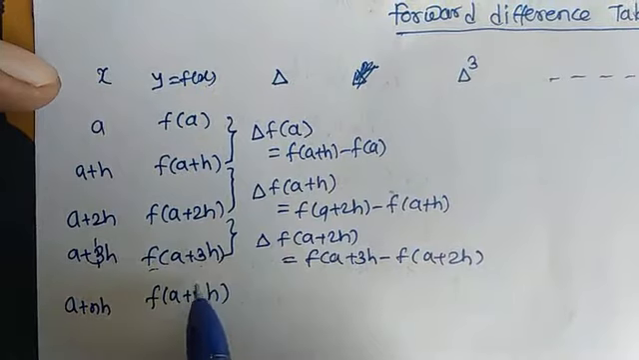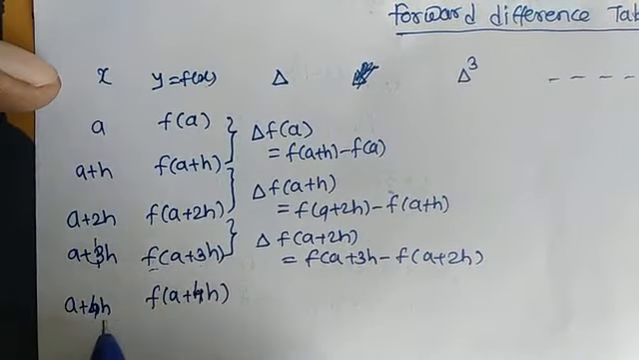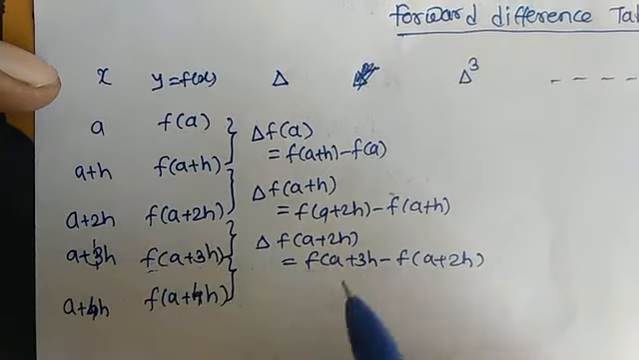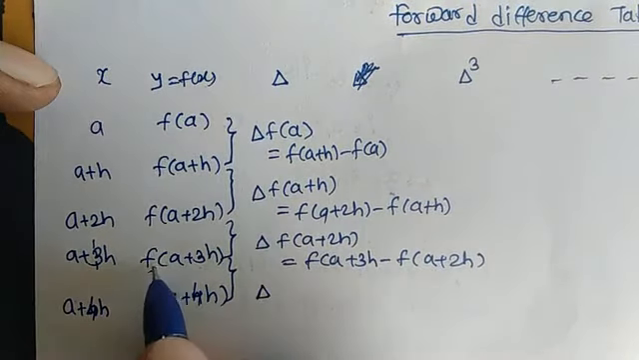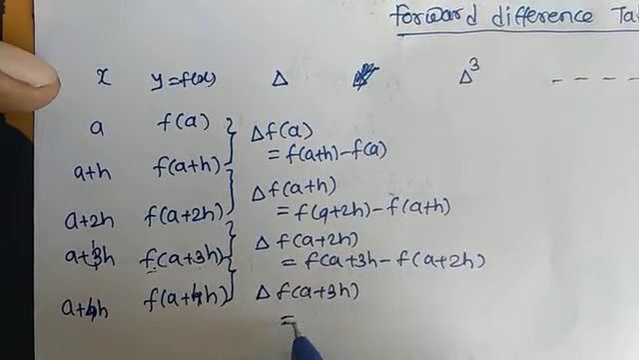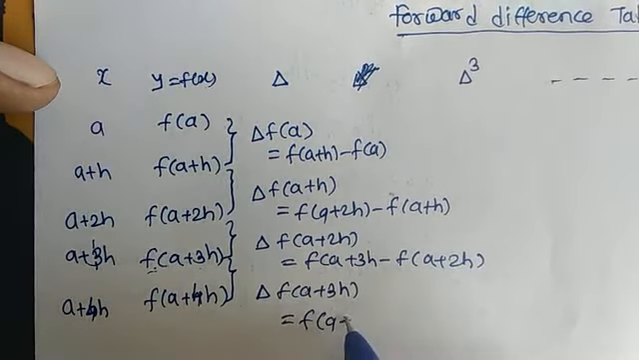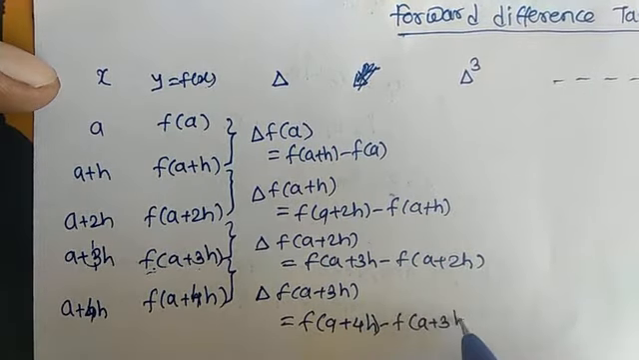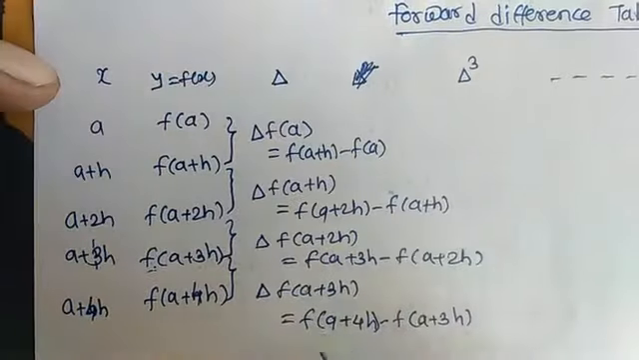Okay, if we consider here a plus 4h, it will be the difference of these two, f of a plus 4h and f of a plus 3h, which is defined by del f of a plus 3h, which is equal to f of a plus 4h minus f of a plus 3h. Okay, which will give our first difference table.